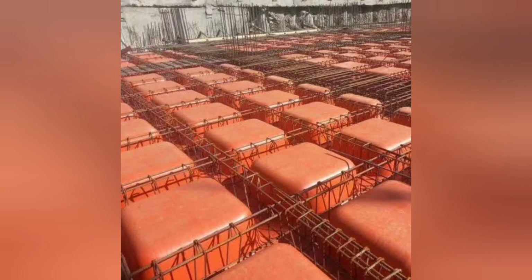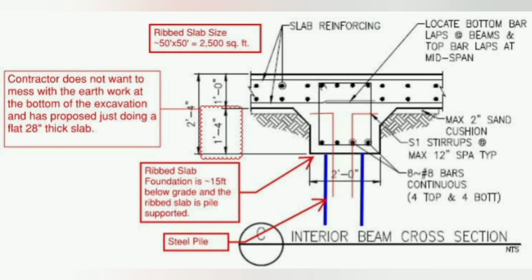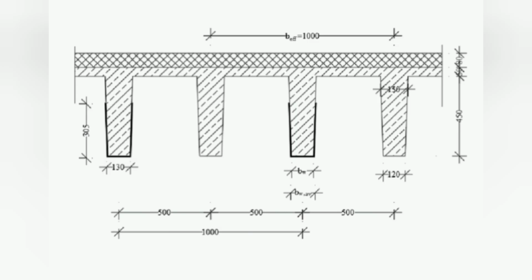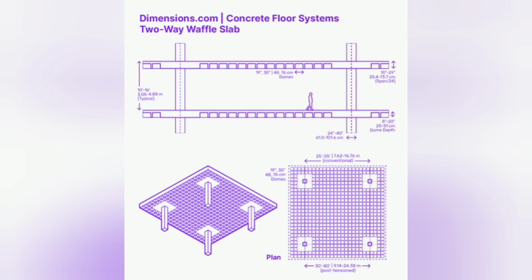A similar but different system is the ribbed slab, which is typically a one-way system. Here, the ribs are all oriented in one direction, supported by deeper beams. It's lighter than a solid slab, but not as efficient as the two-way waffle system for large square bays.